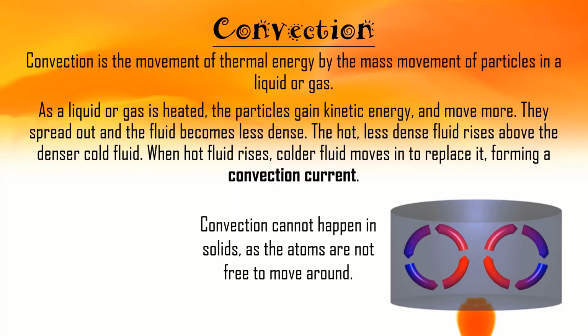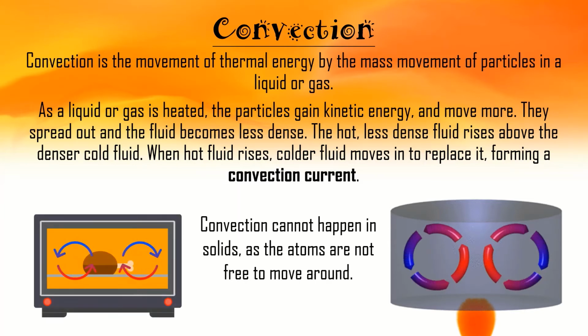Convection cannot happen in solids because the particles cannot move. It can only happen in liquids and gases. And there you see a convection oven. Sometimes we use convection as a method of heating. Inside the oven, you feel the air moves about and transfers the heat throughout the oven.